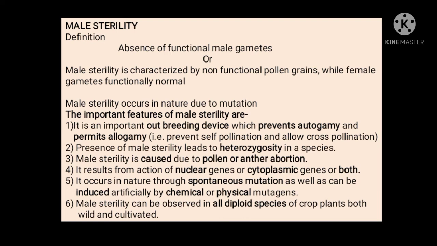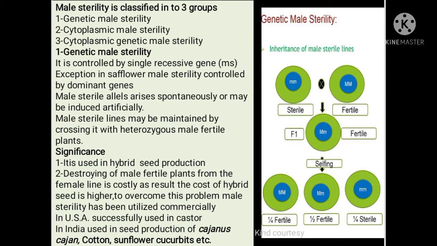Male sterility is classified into three groups: genetic male sterility, cytoplasmic male sterility, and cytoplasmic genetic male sterility. First of all, we will see genetic male sterility. It is controlled by a single recessive gene, that is small ms.